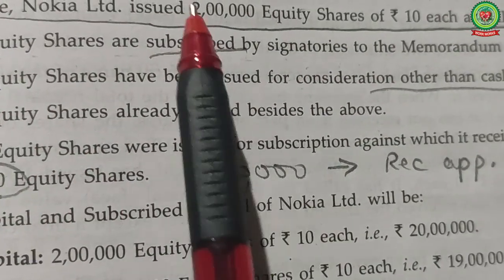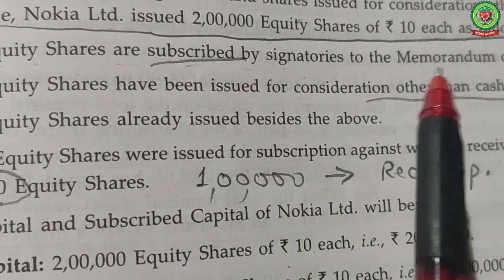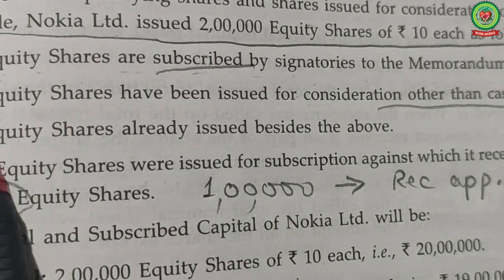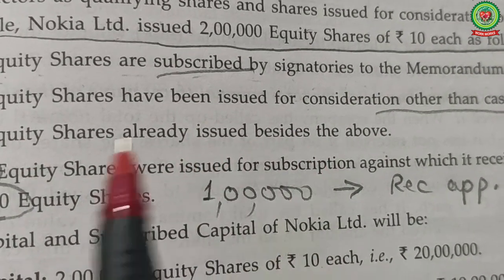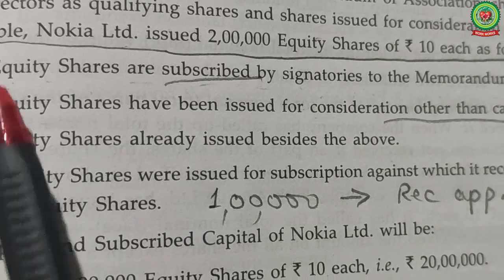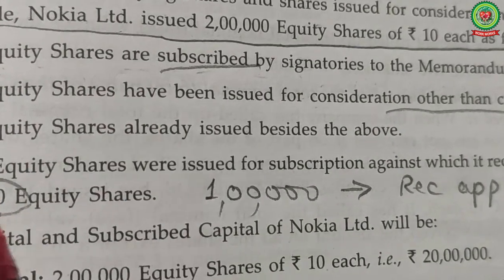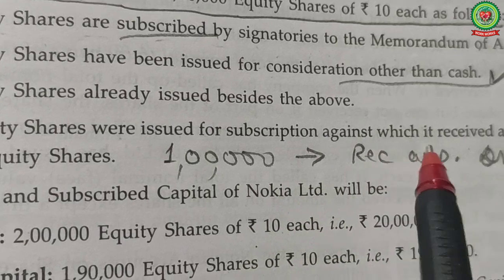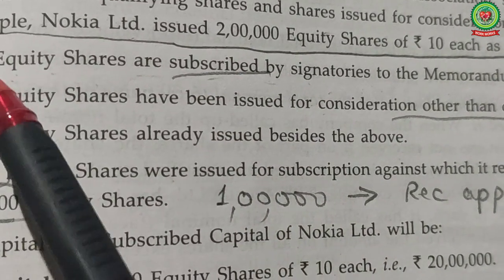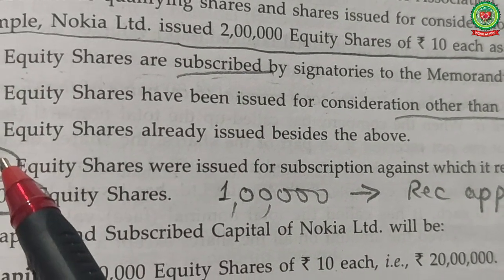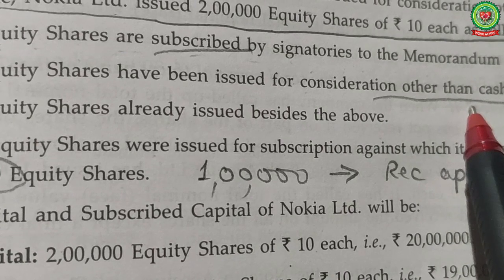So Nokia Limited issues 2 lakh equity shares. Out of 2 lakh equity shares, 50,000 equity shares are subscribed by signatories to the memorandum of association, and 10,000 equity shares have been issued for consideration other than cash, and 40,000 already issued. So 50,000 and 40,000 are for cash and 10,000 is not for cash, but in kind. 1 lakh equity shares were issued for subscription against which applications were received for 90,000. Obviously you are going to receive applications for cash only, right? The cash is 50 plus 40, that is 90,000, and 10,000 is other than cash.